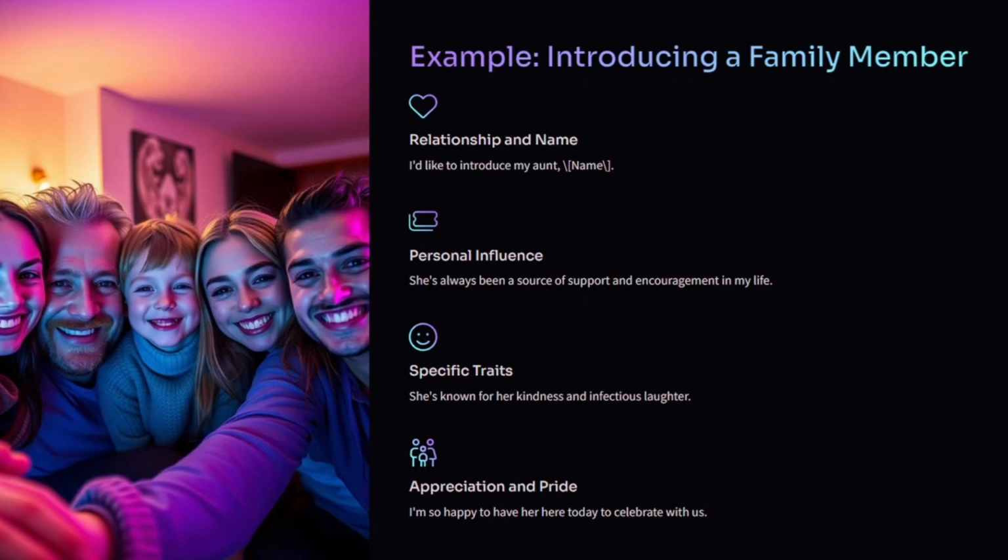I have an example of introducing a family member here. Relationship and name: I'd like to introduce my aunt Lakshmi. Like that you can say. And the next thing, personal influence: she has always been a source of support and encouragement in my life.